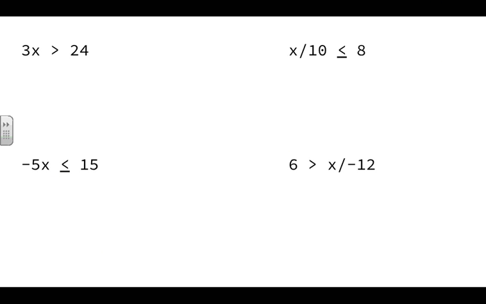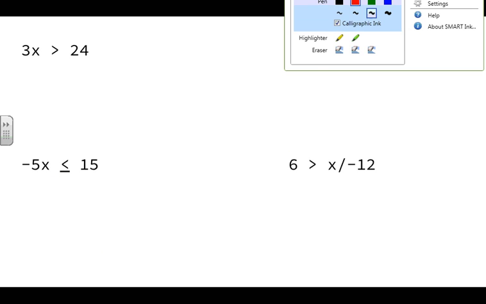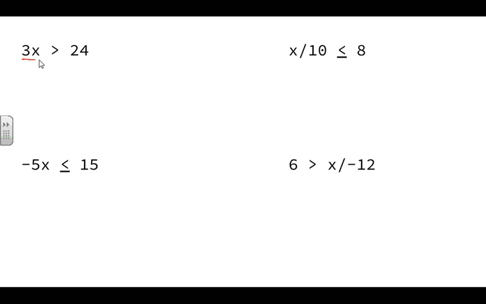Just to practice a couple real quick. 3x is greater than 24. If we divide by 3, we get that x is greater than 8. Coming over here, x divided by 10 is less than or equal to 8. So we multiply both sides by 10. We get that x is less than or equal to 80.